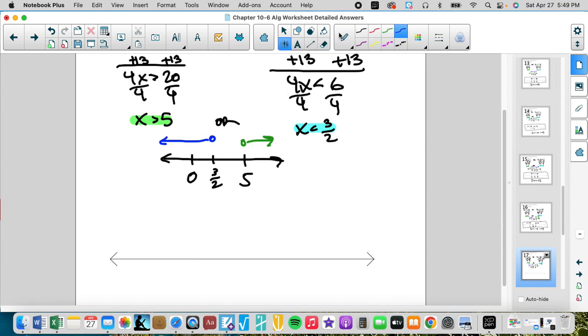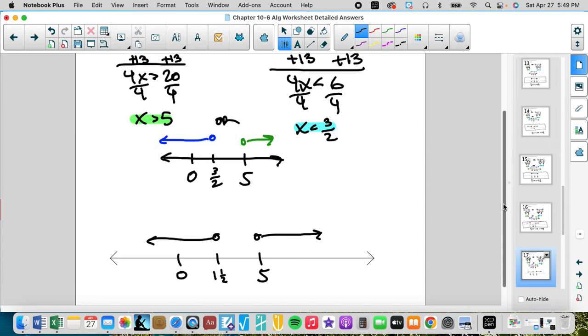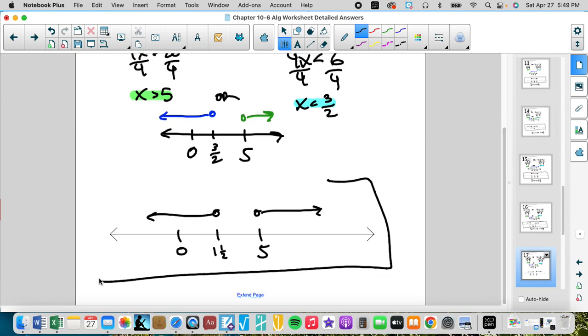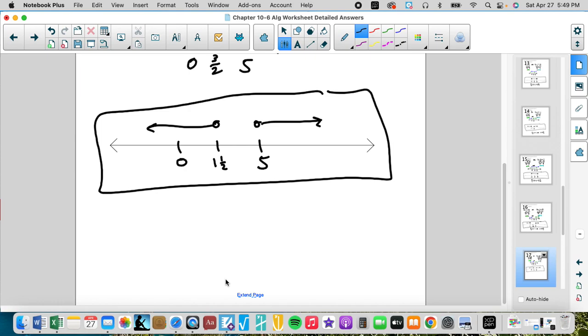Take your time. Do it right. We can even do 1 1/2 if you want. If you want to make it mixed numbers, I don't care. I understand where 3 halves is. So I would be okay if a student wrote 3 halves. So x is less than 3 halves or x is greater than 5.